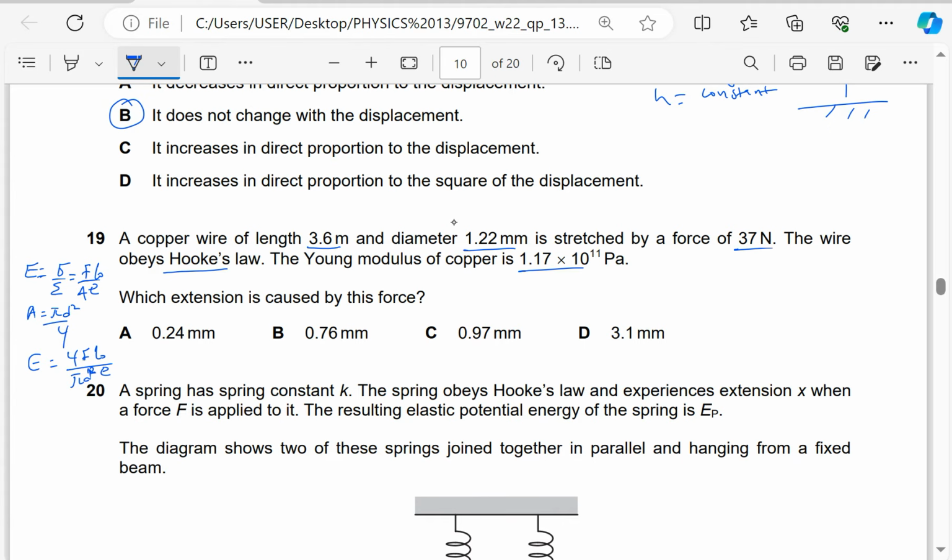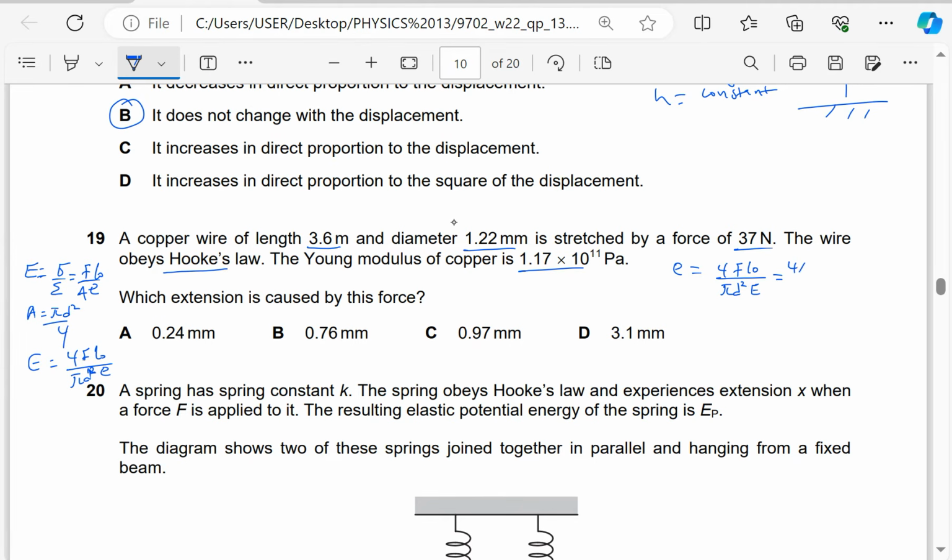Okay, so let me come to this side. So I'm going to make E the subject. Extension is going to be equal to 4 F L naught divided by pi d squared times Young modulus when I make E the subject. So we make substitution.